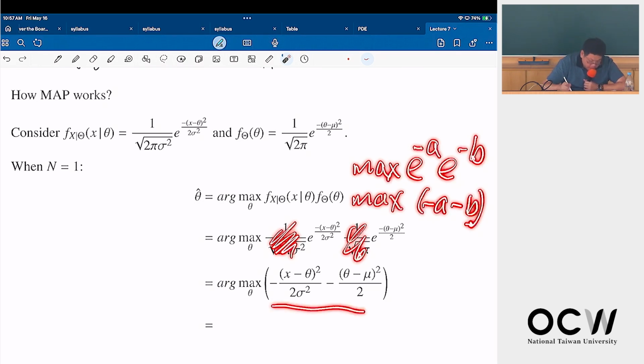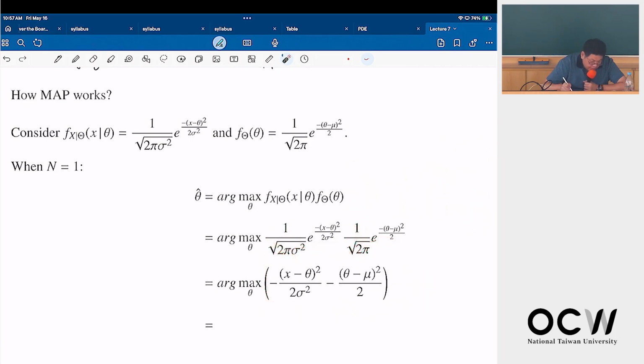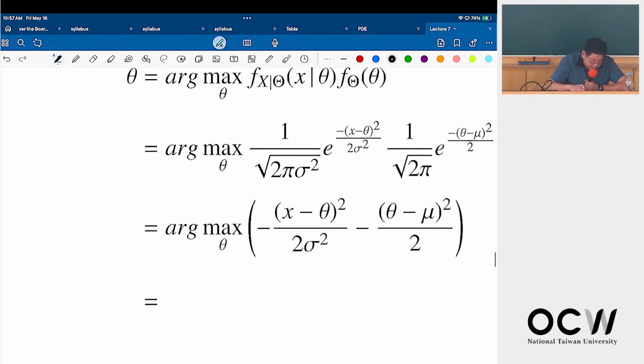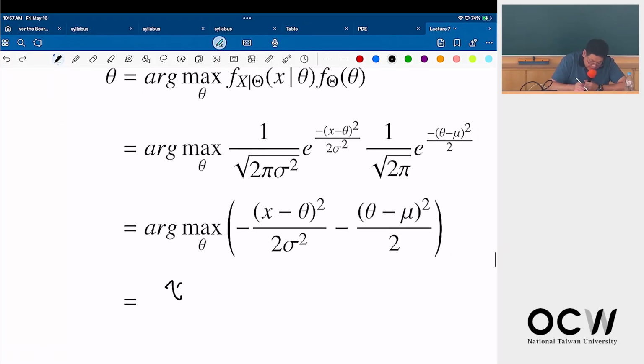So we try to maximize this. Take the derivative and set it to 0. Then you will get your theta is x plus sigma square mu divided by 1 plus sigma square.